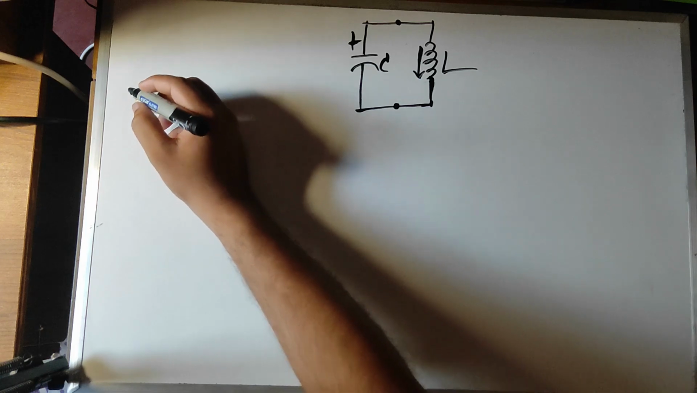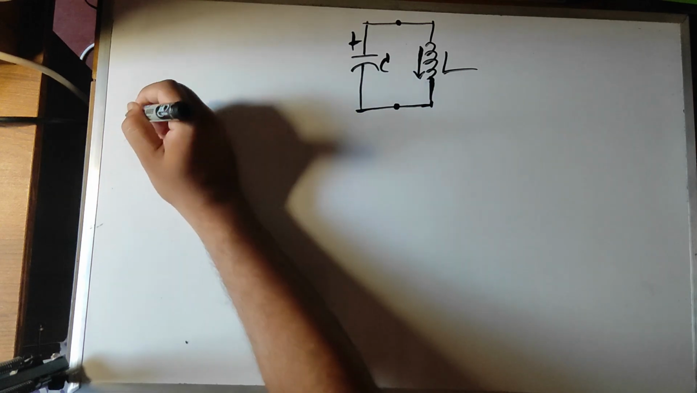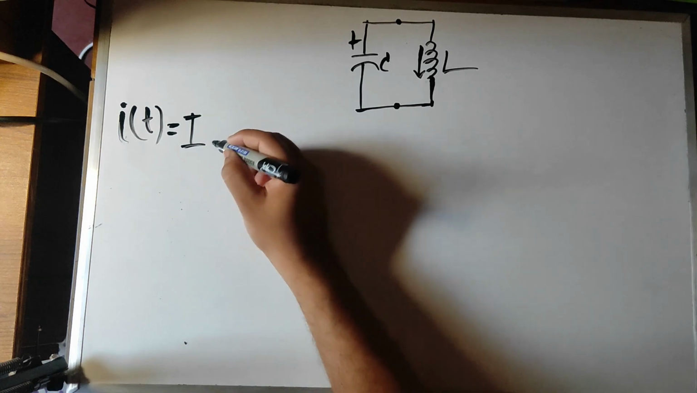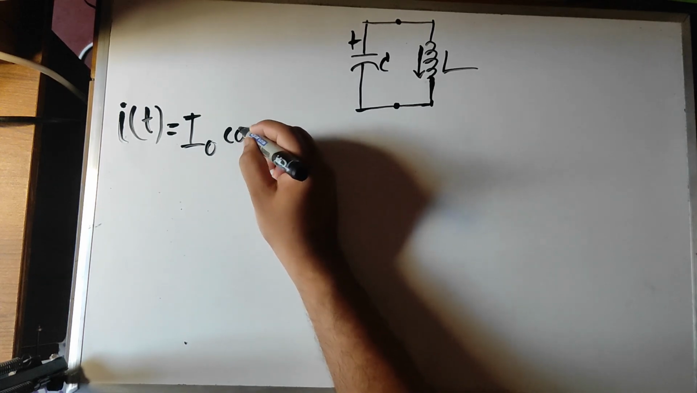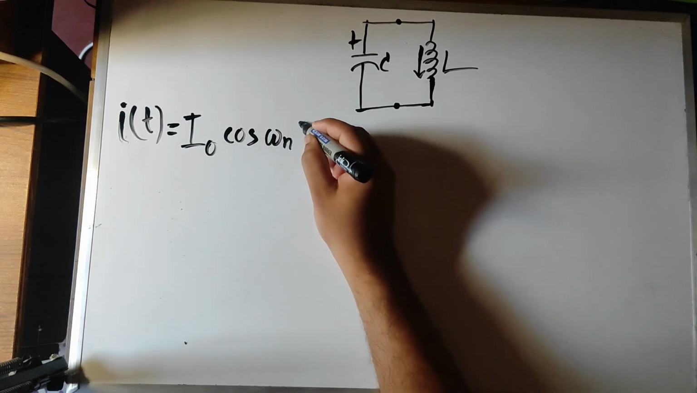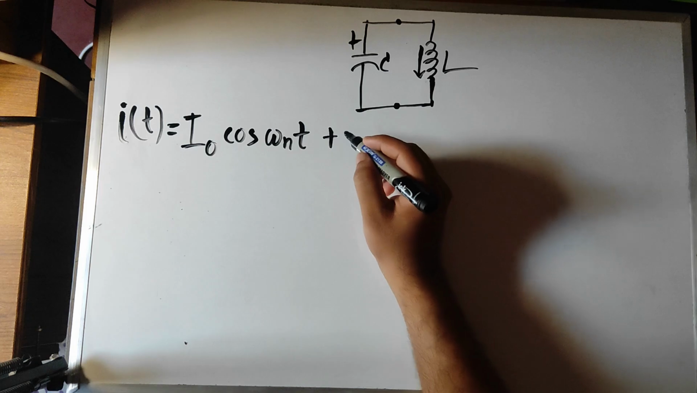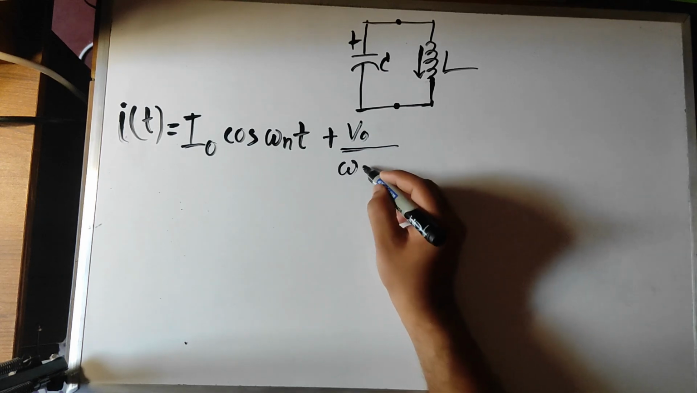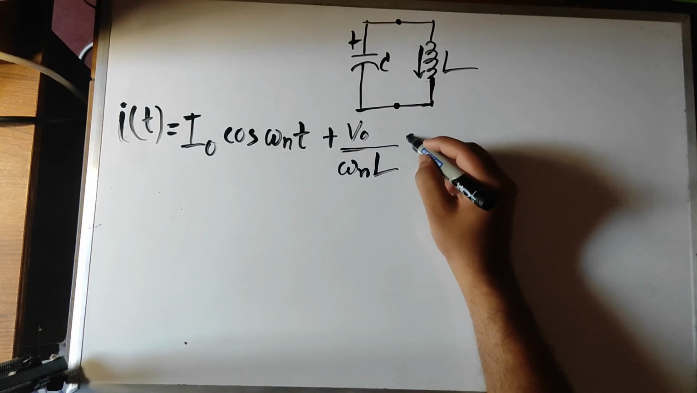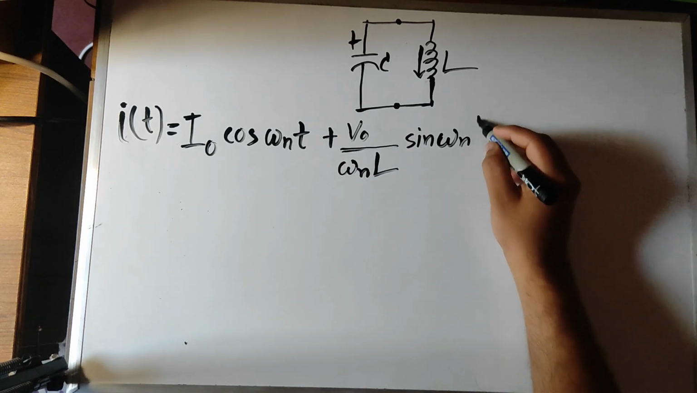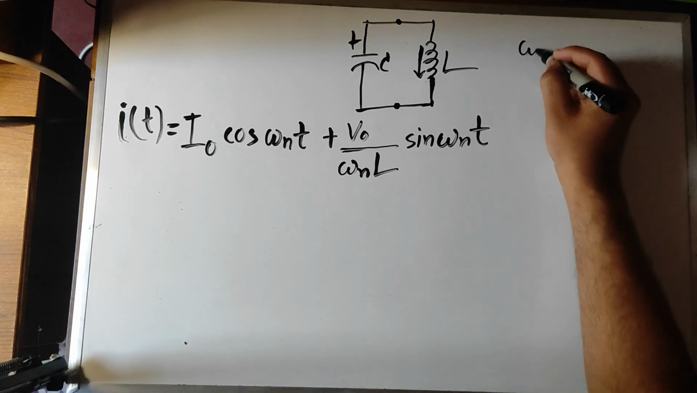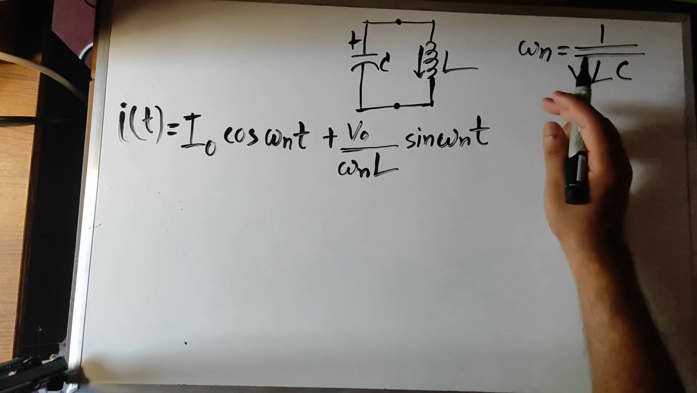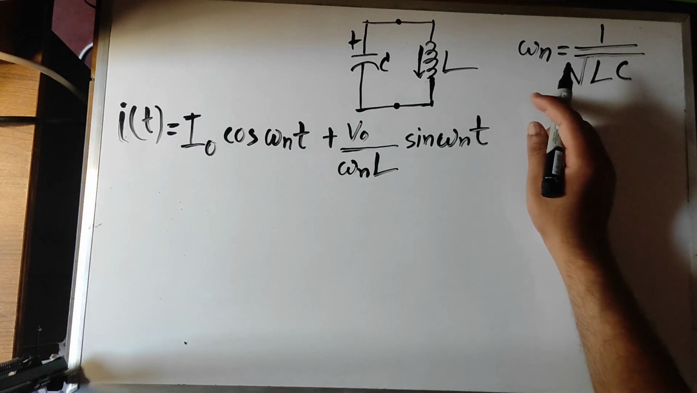So the current response of the circuit was i(t) equals initial current I0 cos omega n t plus initial voltage across the capacitor by omega n L sin omega n t, where omega n equals 1 by root over LC. This is the natural undamped frequency.